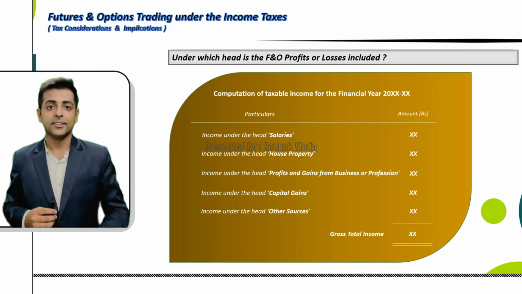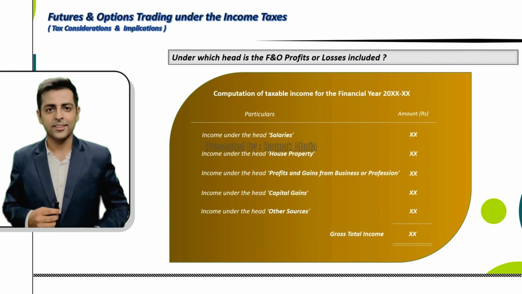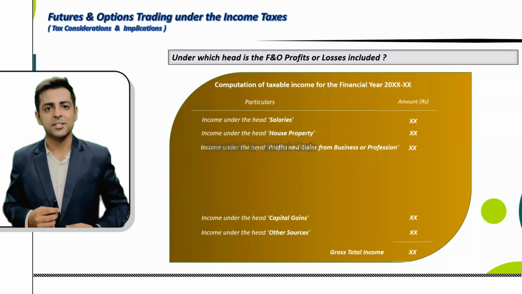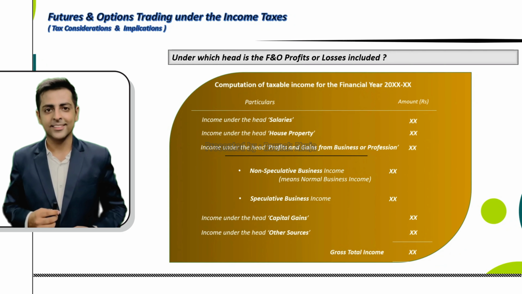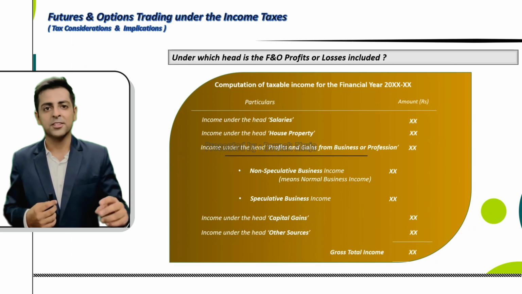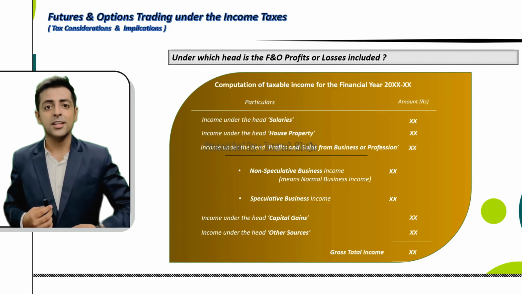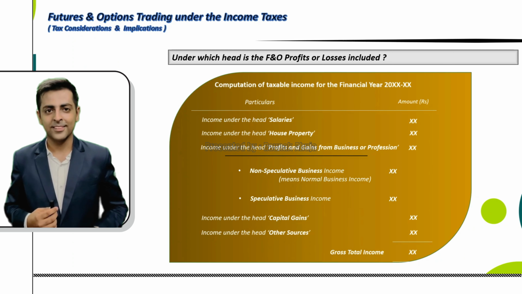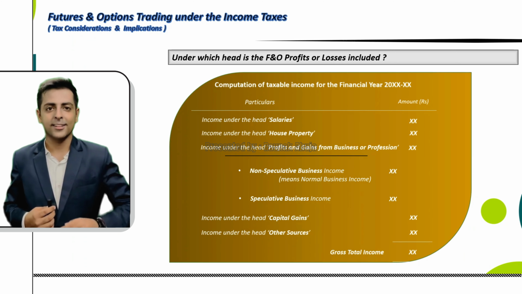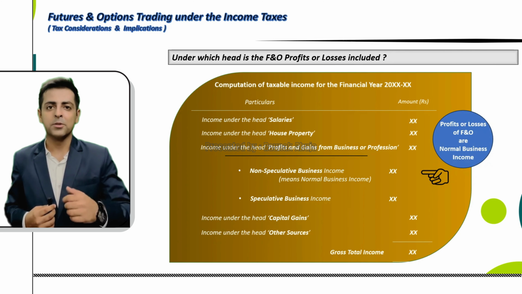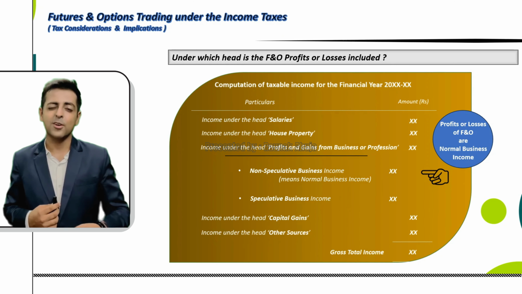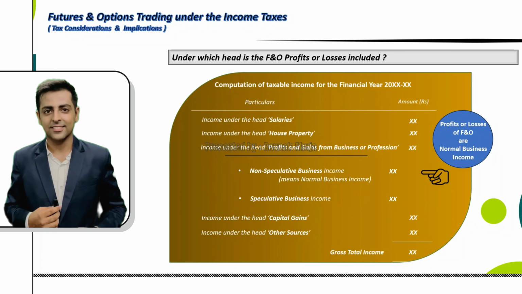Having said that, there's one more thing I would want you to know. The business income can be further classified into 2 categories. The first one is the normal business income and the second one is the speculative business income. The profits and losses from the FnO segment fall under the first category, that is the normal business income or the non-speculative business income. This was just for your information.